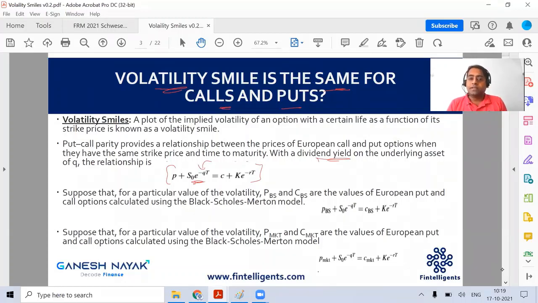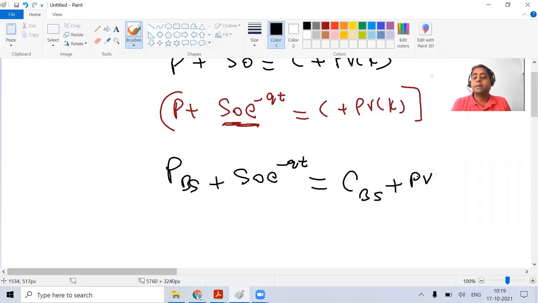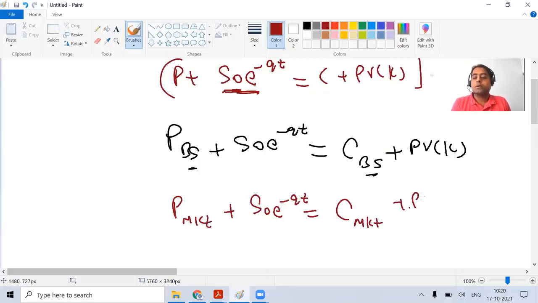Now they're comparing two different things. The first thing is, if we look at the put call parity with respect to the BSM structure, then it should look like this. I'm explicitly writing BSM over here because I wanted to highlight that the price that we are receiving is from BSM. We can compare it with the same structure, but with the market price. So if that is the case, it will look like this. Now this is your equation one and this is your equation two.